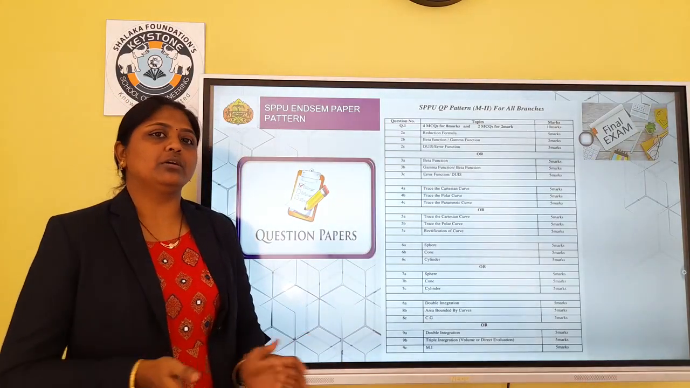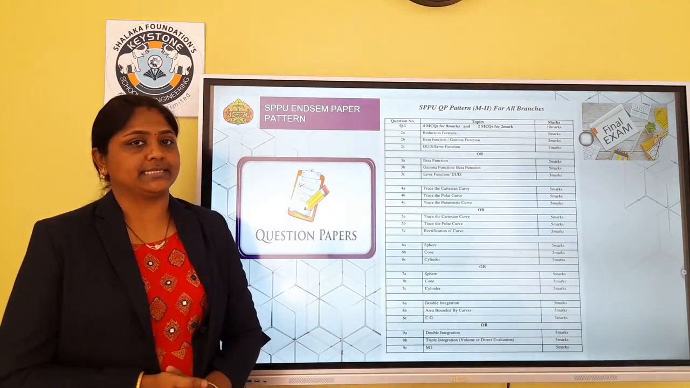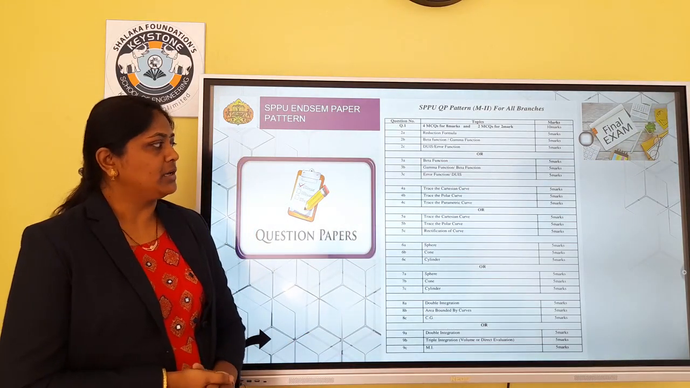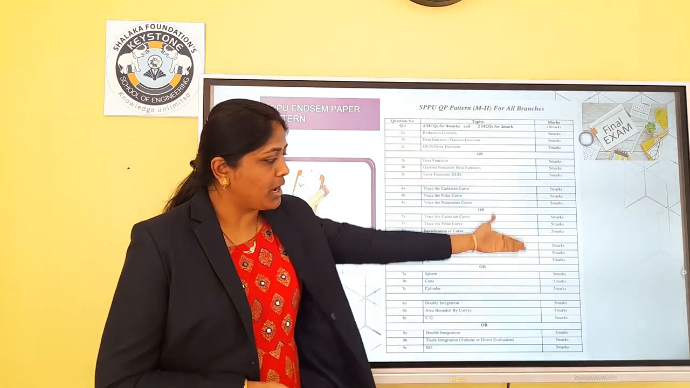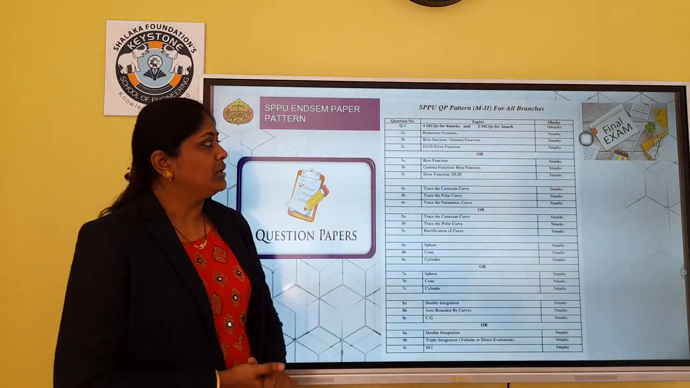This is all about unit 1 to unit 6. Now, what is the question paper pattern? See, the question paper pattern is fixed. Each question carries 5 marks. There is an equal distribution.